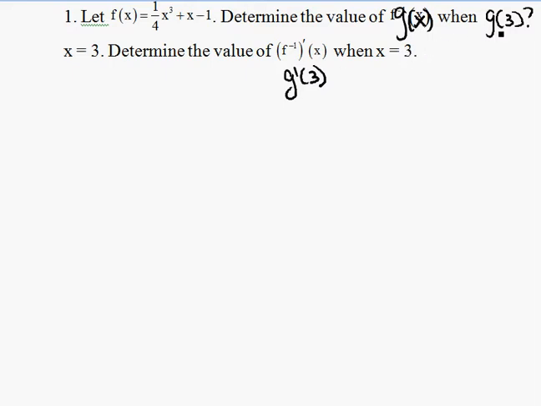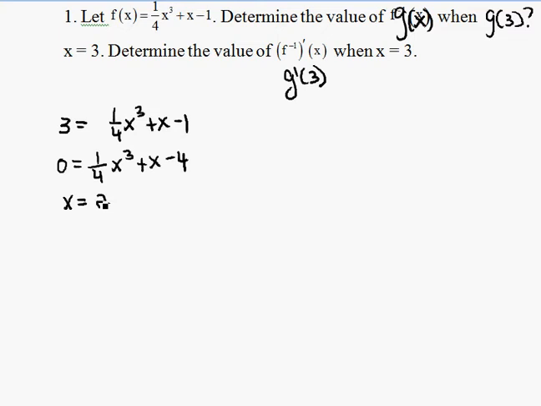So the first thing we need to know is what is g of 3. Well, if it's an input of g, inverses, that means it must be an output of f. So therefore 3 must equal 1/4 x cubed plus x minus 1. So this function, the original function f, is going to equal 3, because 3 is an input of g, so it must be an output of f. So we just have a cubic function here, so I'm going to move 3 over. So I get 0 equals 1/4 x cubed plus x minus 4. And using my graphing calculator, I figured out that x is equal to 2.